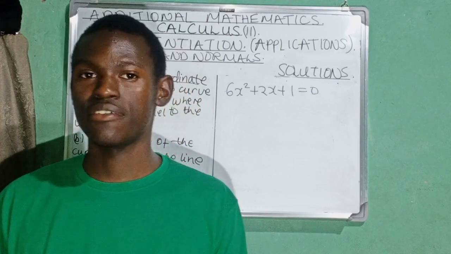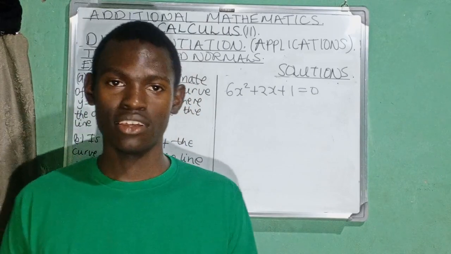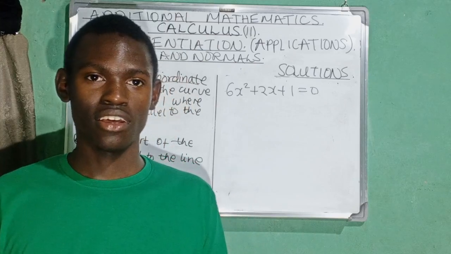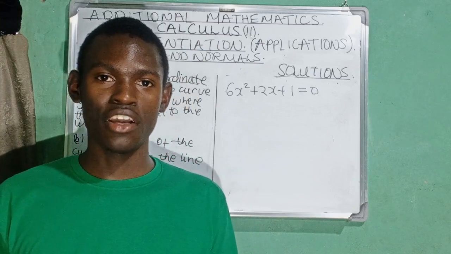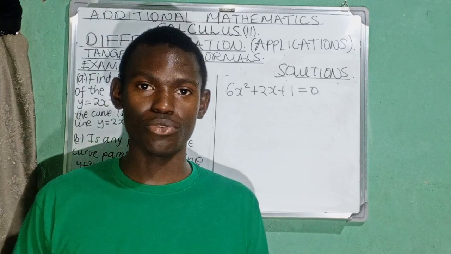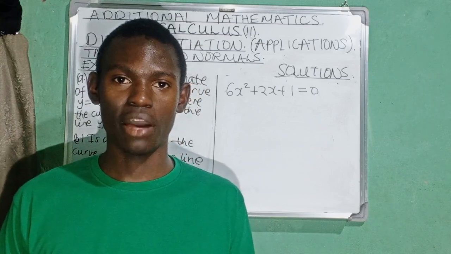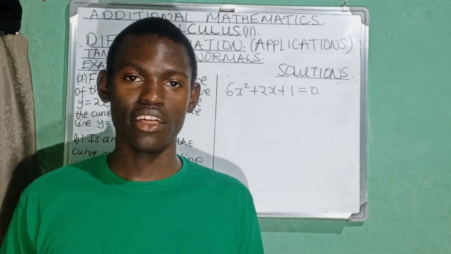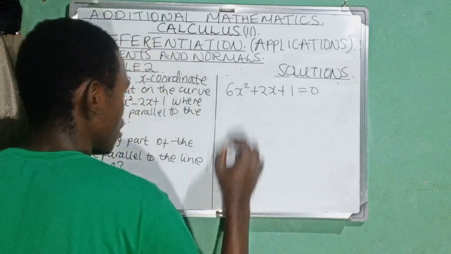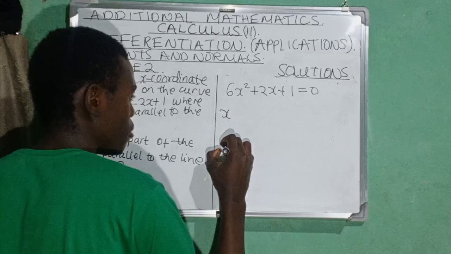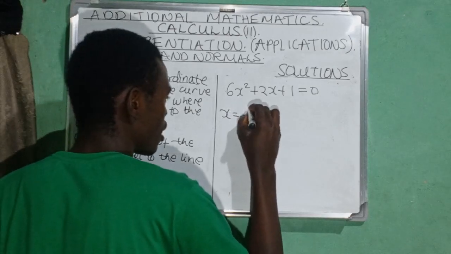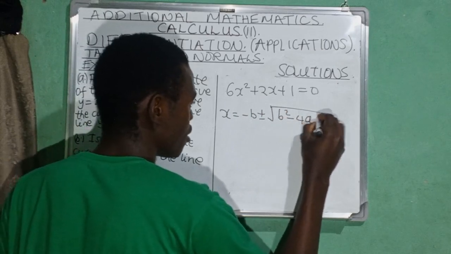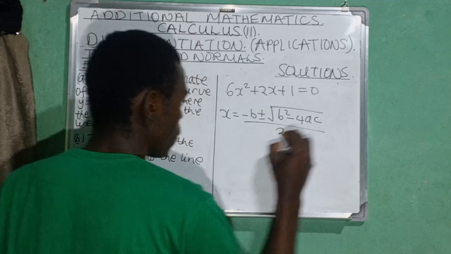If you think of it, actually, this equation has no real solutions. How I can prove it is the discriminant is going to give us a negative answer. The discriminant is the part that is under the square root. What do I mean? Let's solve this using the quadratic formula. x is equal to -b plus or minus the square root of b squared minus 4ac, divided by 2a.